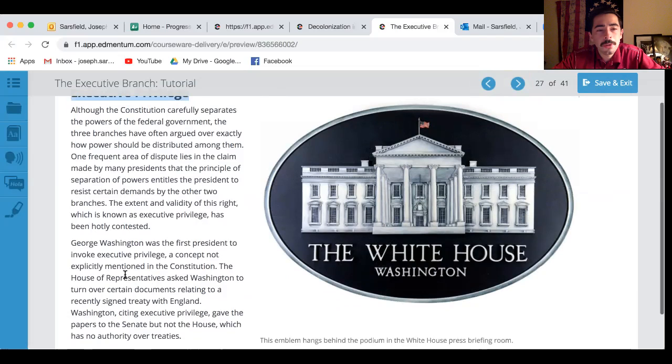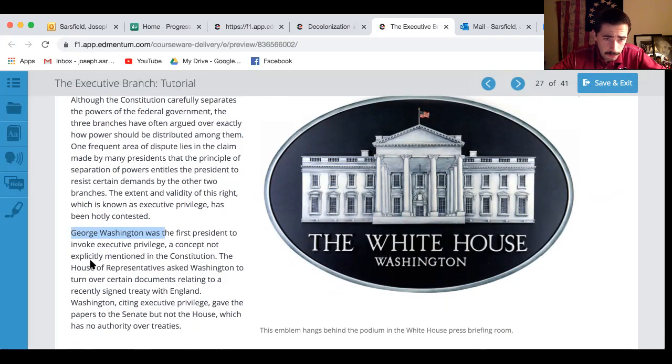Sometimes you can deny requests from Congress, as George Washington did. The House of Representatives wanted Washington to turn over certain documents about a treaty. He gave that to the Senate, but not the House, because the Senate, if you remember, has to agree or ratify all treaties, not the House. The House didn't need to know any of that, but the Senate did. So George Washington denied the House request, but gave it to the Senate. So there are things like that, just small little things that the president can get some power over.